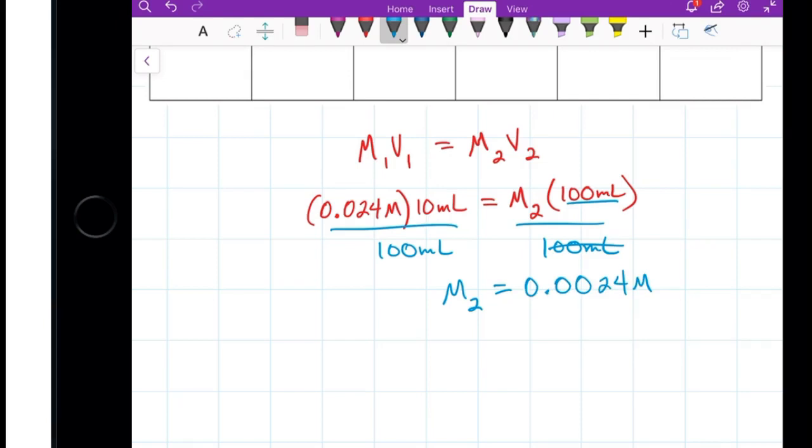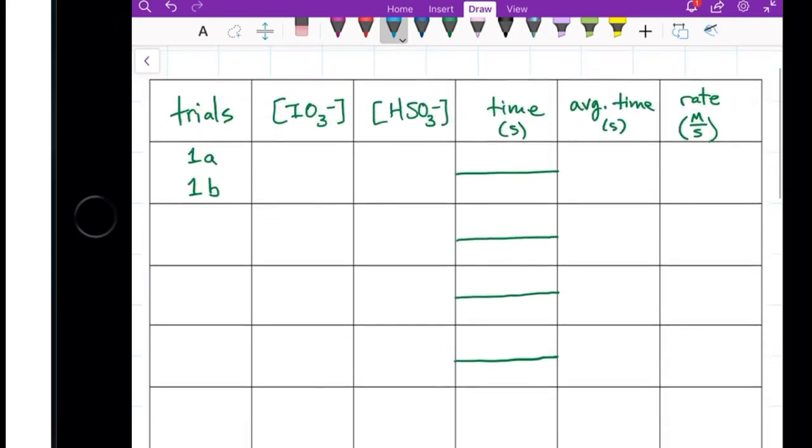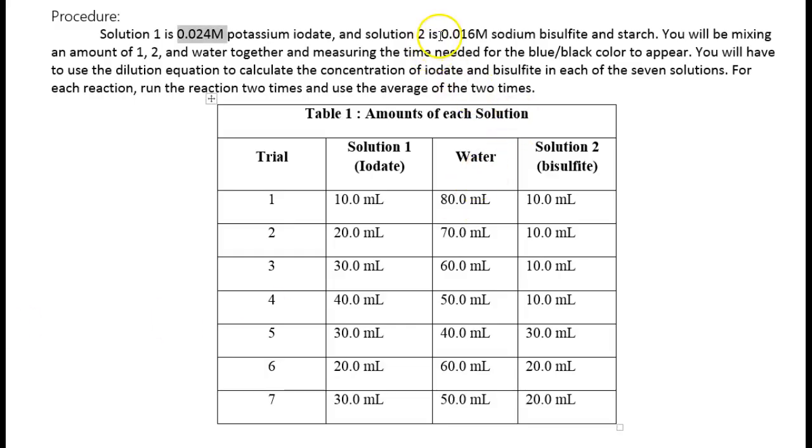So I'm going to go back up to my table, and for trial 1, A and B, remember it's the same, I put in the concentration 0.0024 molar. All right? And then I can do the same thing for the bisulfite. Remember, the original concentration of the bisulfite is 0.016 molar. That's a little bit different, but we're still using 10 milliliters out of the total 100.